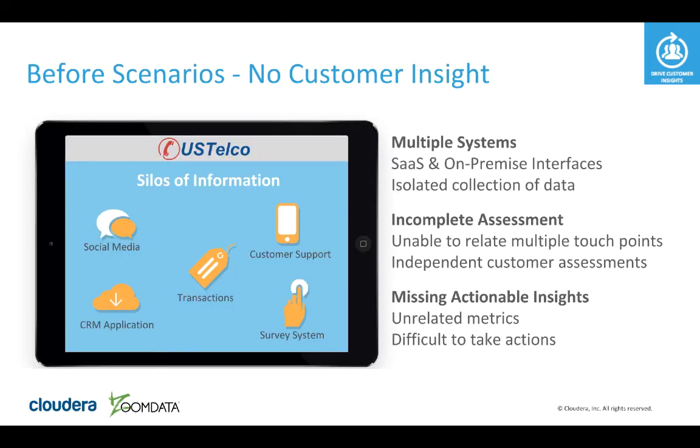We now jump into a number of slides that parallel the value sales play scenarios that begin with a before scenario. What was the system like before we deploy Cloudera and Zoom Data? And typically, we see data that's sitting in social media, CRM applications, transactional survey systems, customer support systems. And this system may be sitting on an island in a SaaS solution, or maybe sitting on an individual server, or maybe on-premise or in the cloud. But the thing is this data typically isn't connected together. It doesn't provide any sort of actionable insights. The metrics are unrelated, and it basically delivers an incomplete assessment of your customer experience.